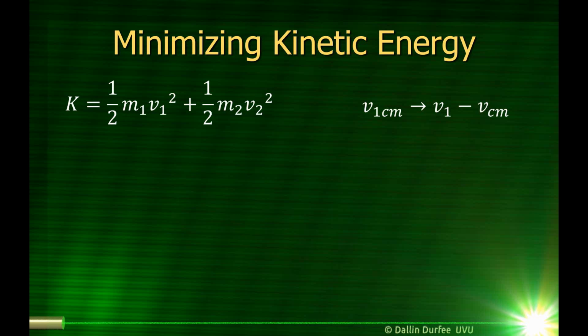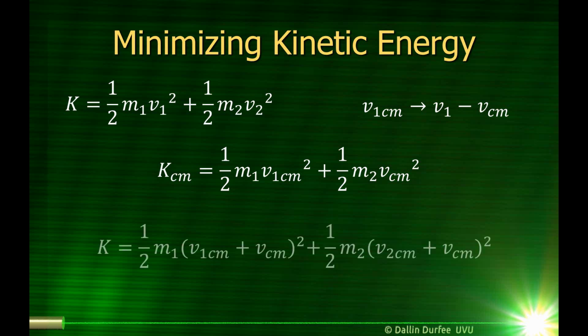To go to the center of mass frame, we just take each of our velocities and subtract the velocity of the center of mass. Then the kinetic energy in the center of mass frame is 1/2 m1 times the velocity of object 1 in the center of mass frame squared, plus 1/2 m2 times the velocity of object 2 in the center of mass frame squared. There should be a 2 there. I apologize.